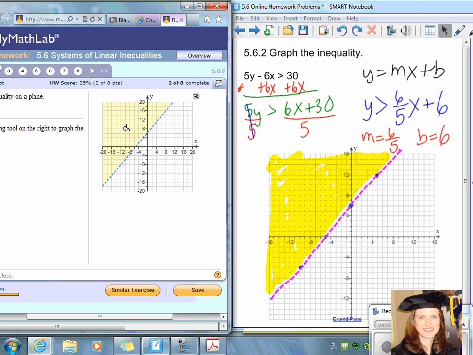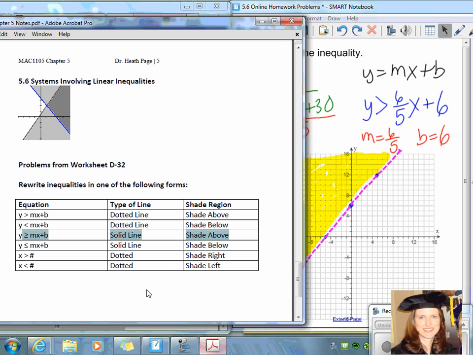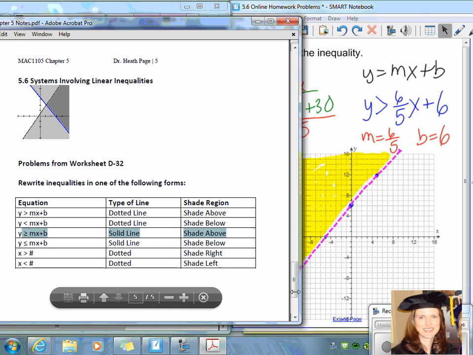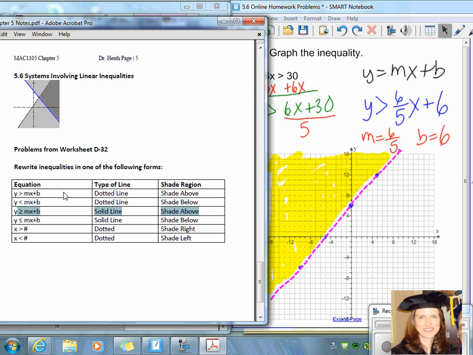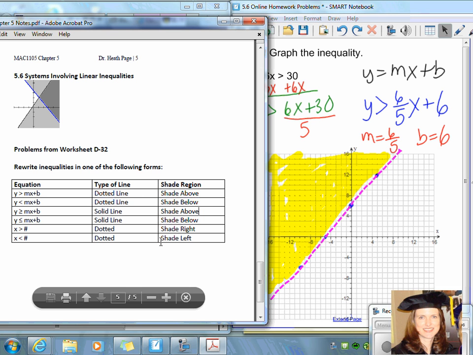Again, the key to doing these is to get the y by itself. If you refer to the instructor notes, you see that I've kind of broken it down here, when to use a dotted, when to use a solid, when to shade above and when to shade below, or even when to shade right or left if the inequality only has an x in it.